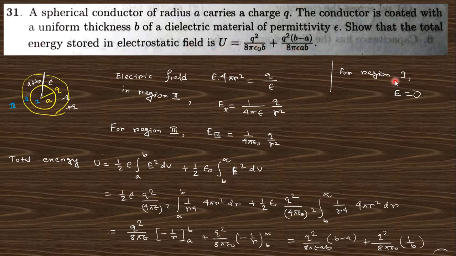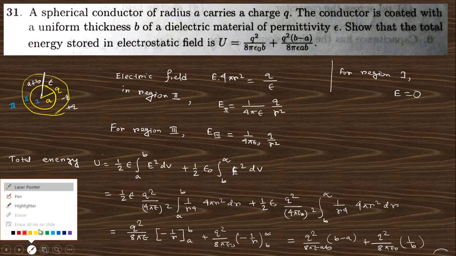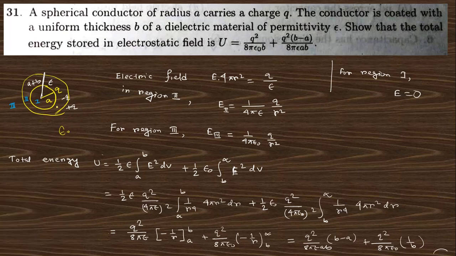You can see here the electric field for the inner region will be 0, and for region 2 the electric field will be q by epsilon into that. In region 3 you again get this electric field, because there are three charges, so plus and minus will cancel out. So in region 2 and region 3 we get this electric field. In region 3 there is epsilon naught, and in region 2 there is epsilon. There is a dielectric medium in one region, and in the other region there is no dielectric medium. Clear?